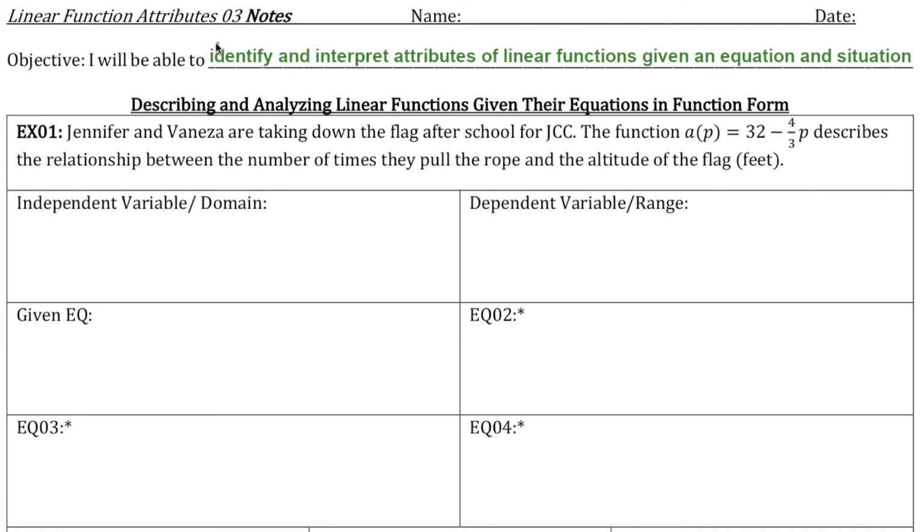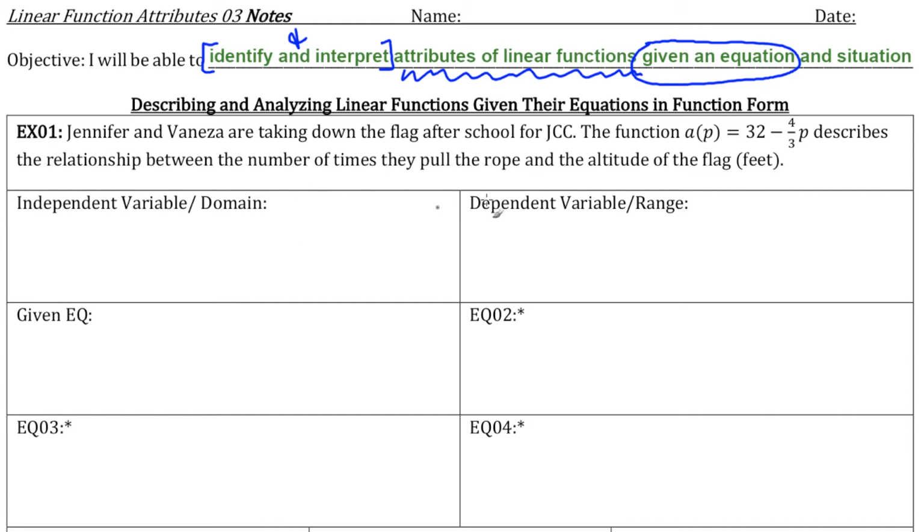Right, so in this lesson we are going to identify and interpret attributes of linear functions given an equation and the situation. So example 1, or the only example really. Jennifer and Vanessa are taking down the flag after school for JCC. The function A of p equals 32 minus 4 over 3p describes the relationship between the number of times they pull the rope and the altitude of the flag.